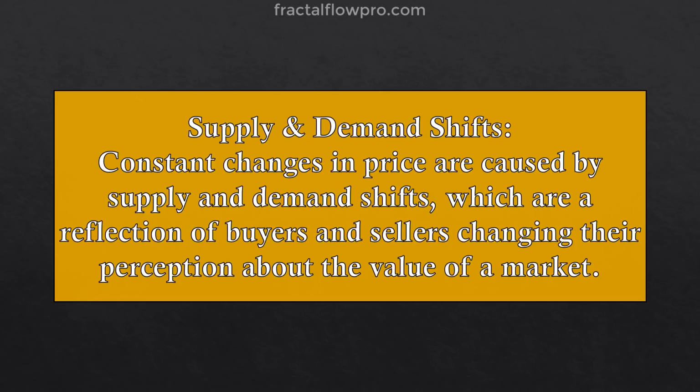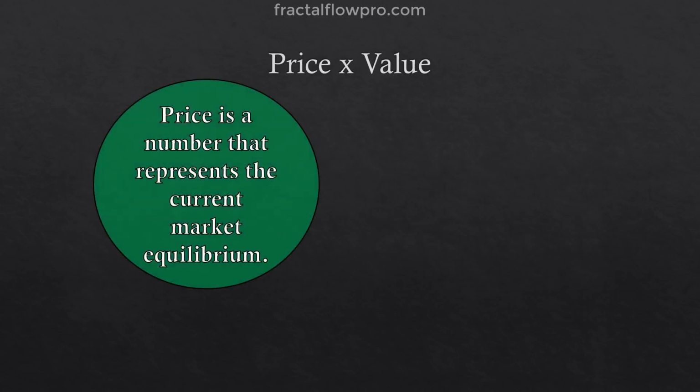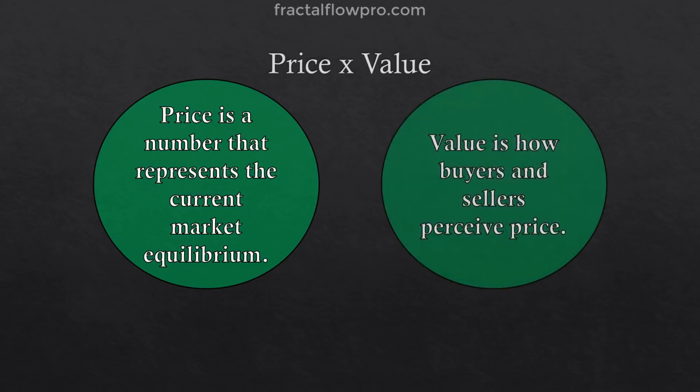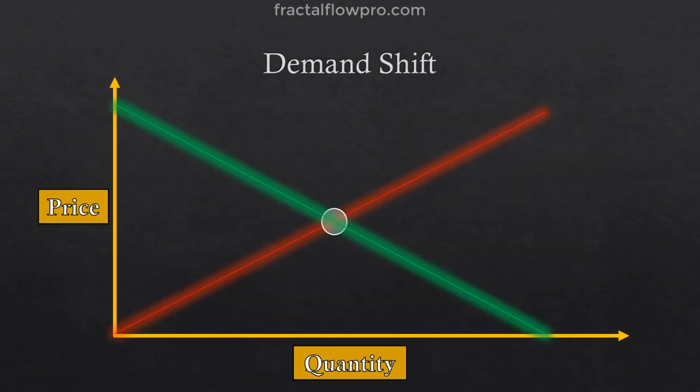Here it's also useful to understand the difference between price and value. Price is just a number that you see on the screen, which is the current result of a market trying to seek its equilibrium. The value is how buyers and sellers perceive price. This perception of value is what causes supply and demand shifts and makes price move up or down in the end. The perception of value about a market changes first, and then the market seeks the new equilibrium, making price reflect the new information.